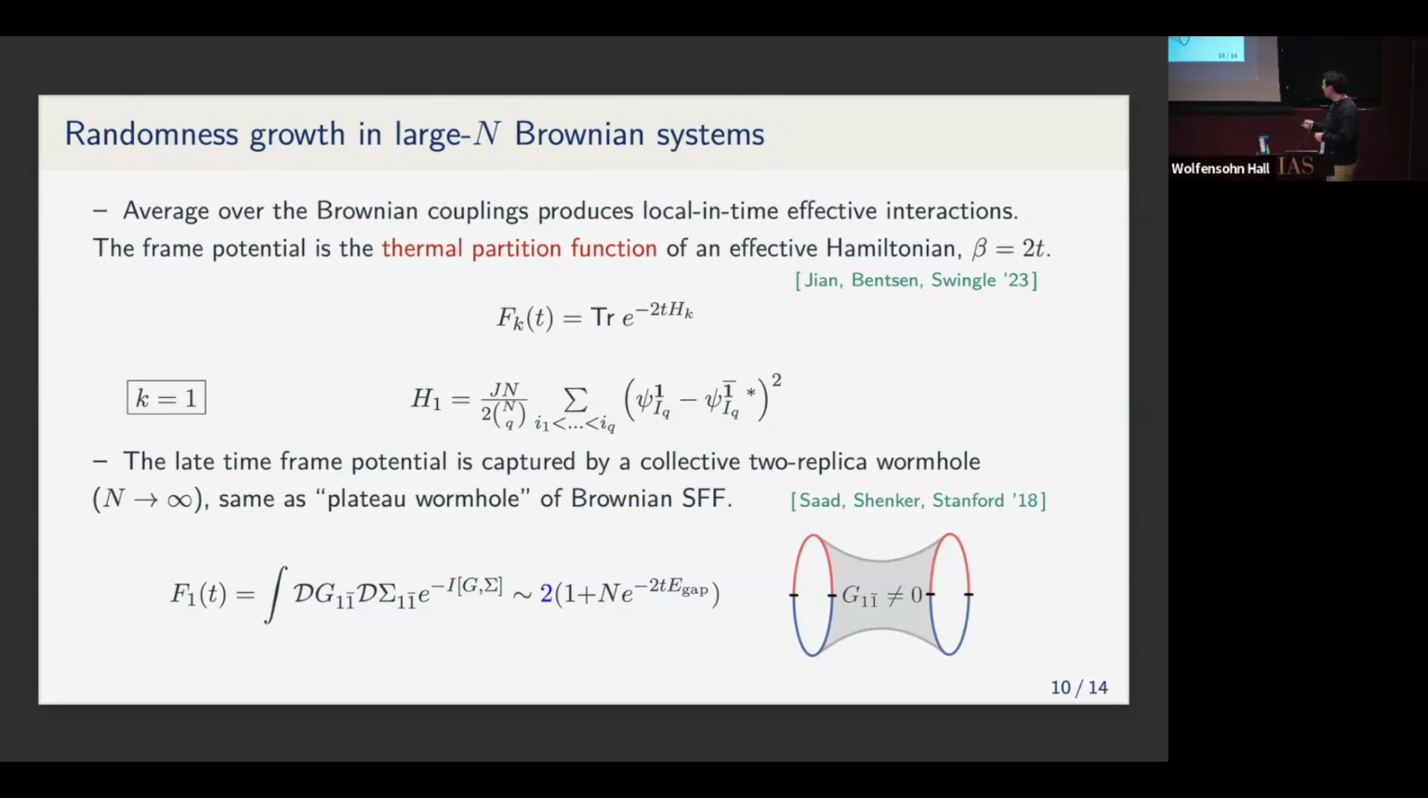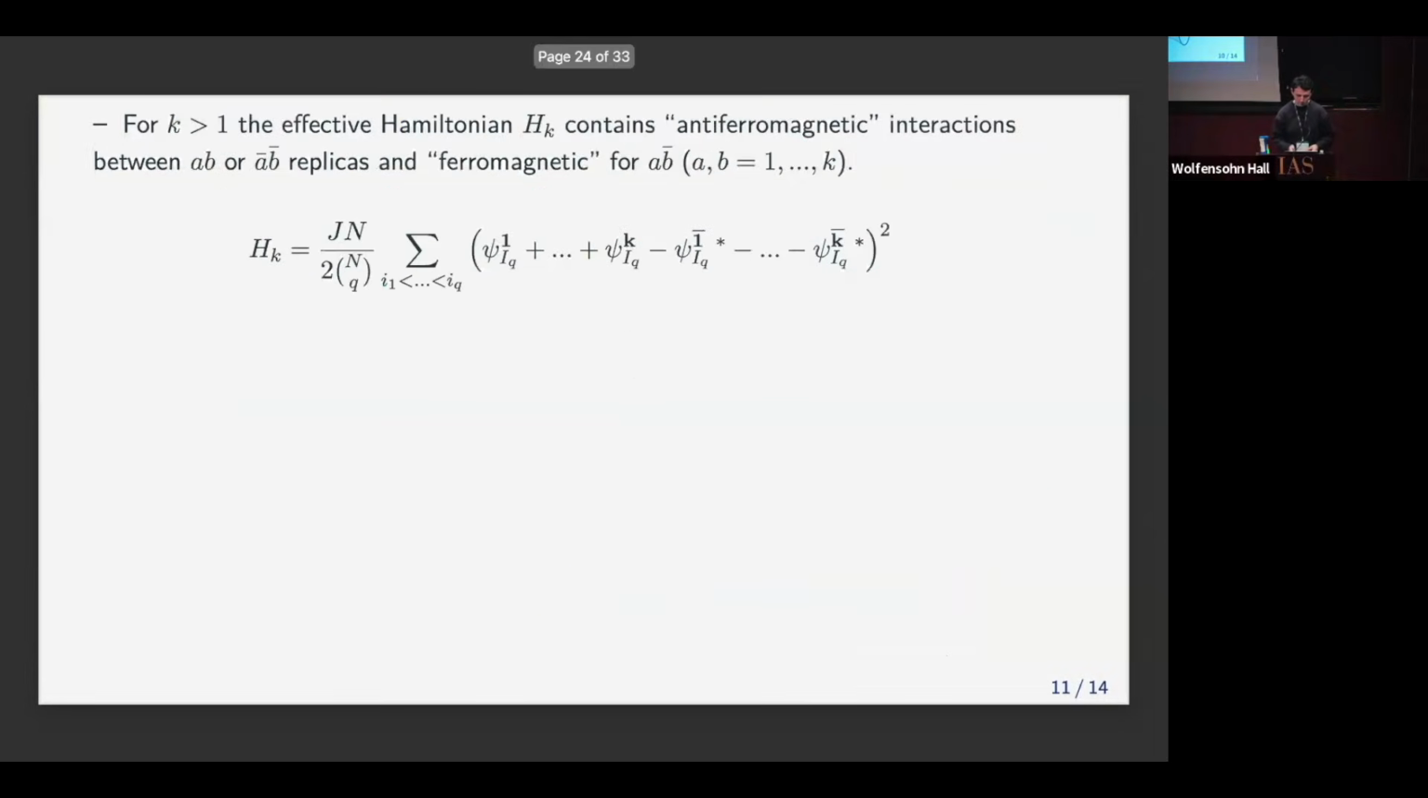Now, on top of the ground state, the first excited states contribute with this term. Essentially, their contribution is exponential, which is natural from this point of view, and this can be obtained from this wormhole. Additionally, this factor of n counts the number of first excitations, which is n, because the first excitations just correspond to single fermions on top of each ground state. So this form of the late value of the first frame potential is obtained by this wormhole in the large n limit.